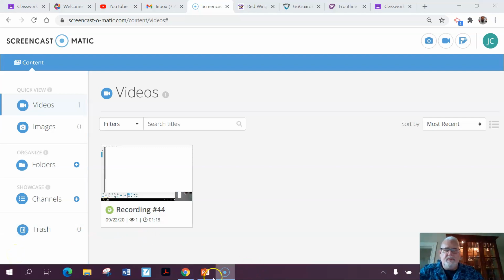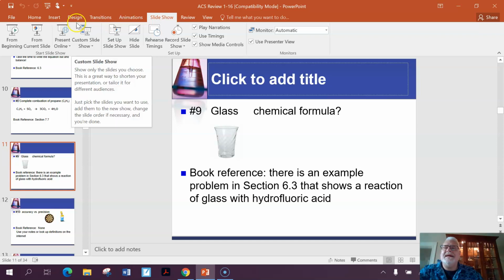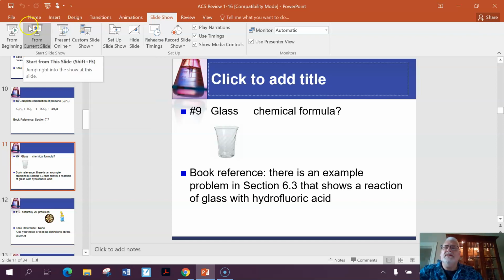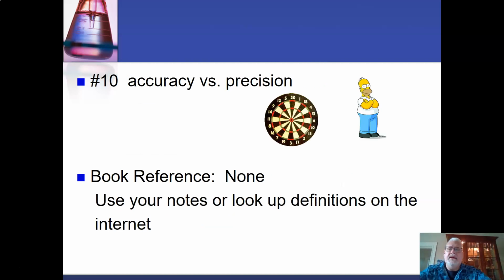Okay, now we're moving on. We just finished with question 9. So let's take a look and see what is coming up next. Hopefully you're able to find the chemical formula for glass in section 6.3. Number 10 is a question on accuracy versus precision.